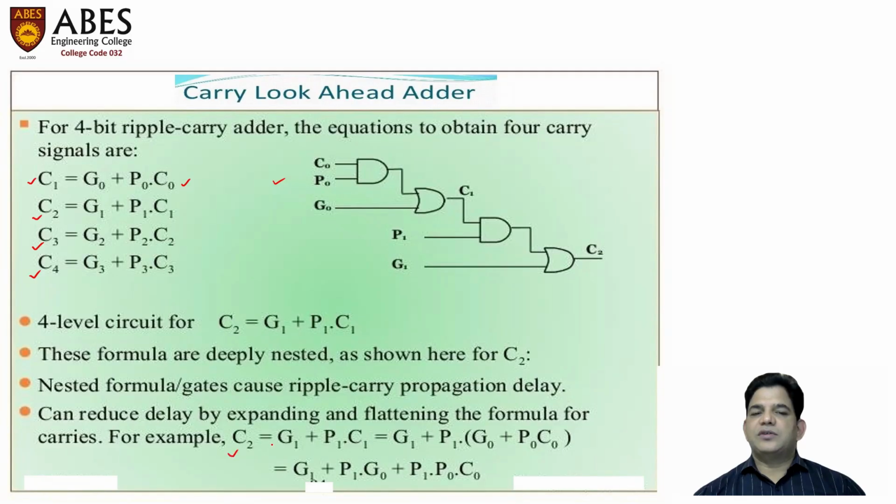Now we can derive the rest of the carry outputs. Let's say C2 equals G1 plus P1 C1, and C1 we already know: C1 is G0 plus P0 C0. Replacing this equation here, C2 comes out as G1 plus P1 G0 plus P1 P0 C0. Here the propagation of carry C1 is avoided, and we get the equation in terms of the previous carry, that is C0.